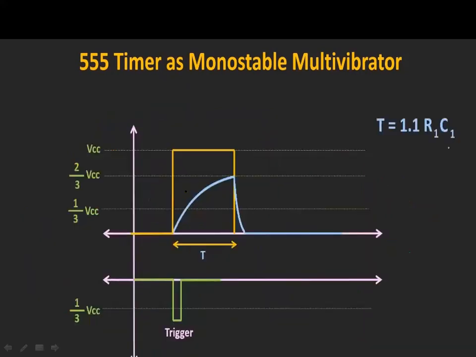So this is what I have explained. When the trigger pulse is applied, the output is going to change its state from low level to high level. At the same time, the capacitor is going to charge. So up to where is this capacitor going to charge?